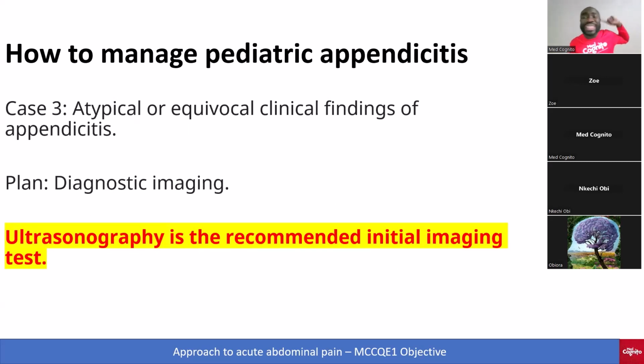For adults, we learned that the imaging of choice is CT scan. For children, the imaging of choice is ultrasonography. That is the initial imaging of choice. Doctors, please don't miss this. Don't confuse adult appendicitis with pediatric appendicitis. No, no, no. Pediatric appendicitis, first best imaging investigation is ultrasound. Adult appendicitis investigation is CT scan.